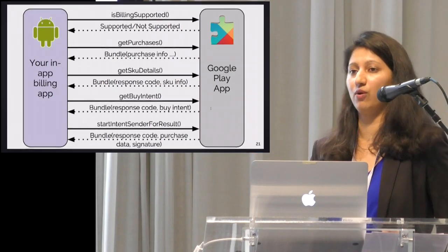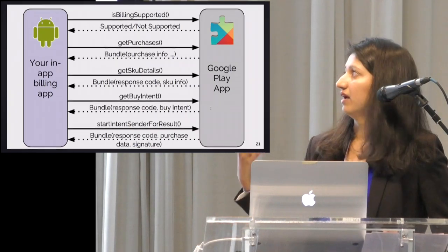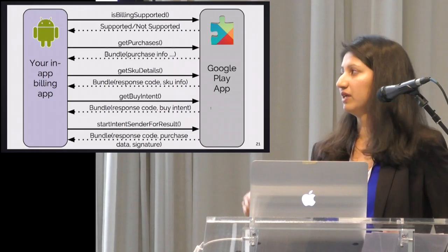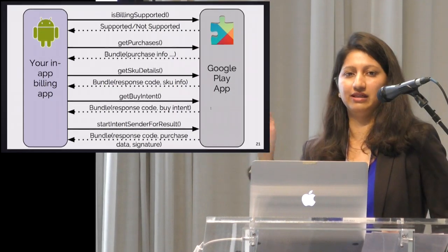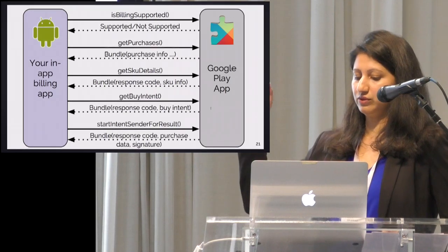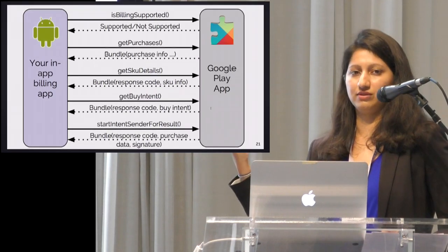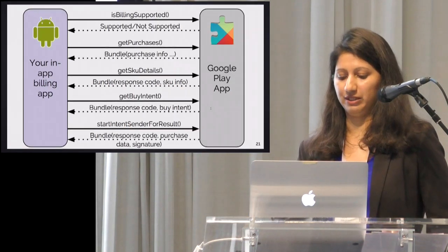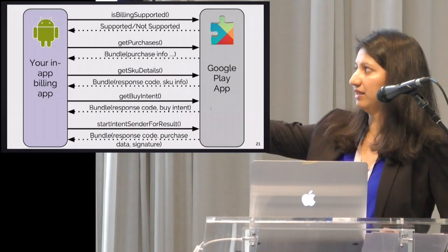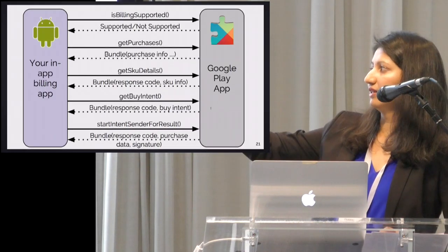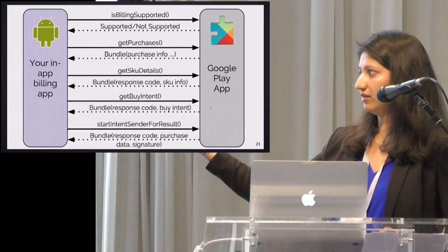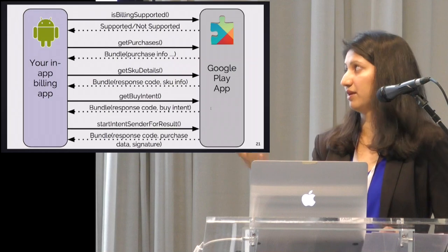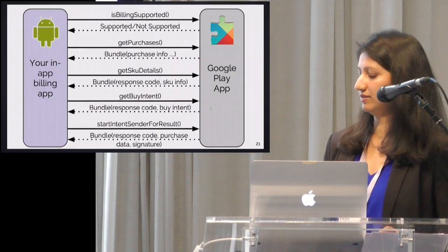It'll return whether it's supported or not. Next one is to get a list of all the purchases of that user. And you can also use get SKU details. SKU stands for stock keeping unit, which is a term to uniquely identify a product. So use that and you would get a response of a product ID with a list of its information. And then use get buy intent to launch the purchase flow. And then finally, you start intent sender for result to get all of your purchase information. So your app is communicating with Google Play app using this.